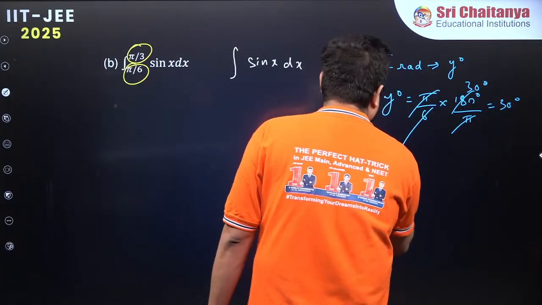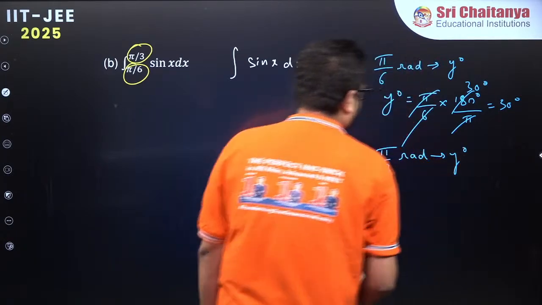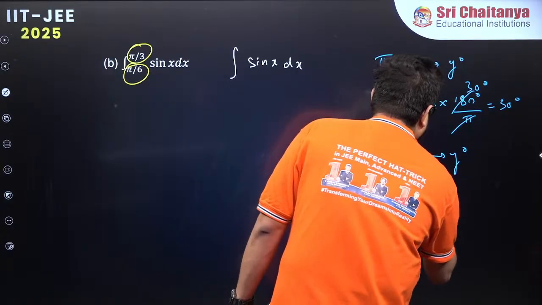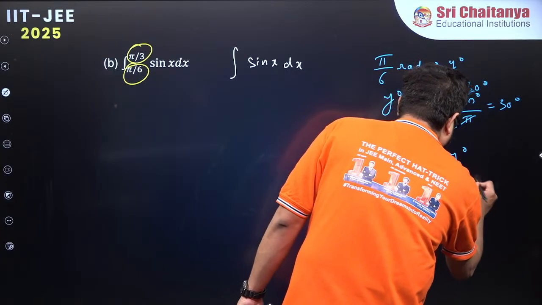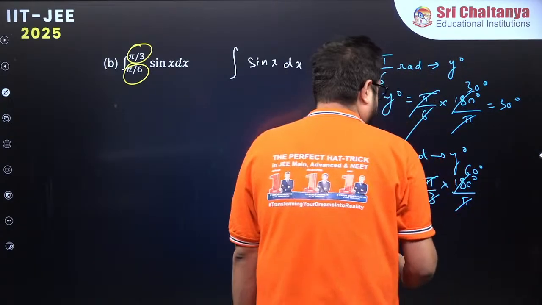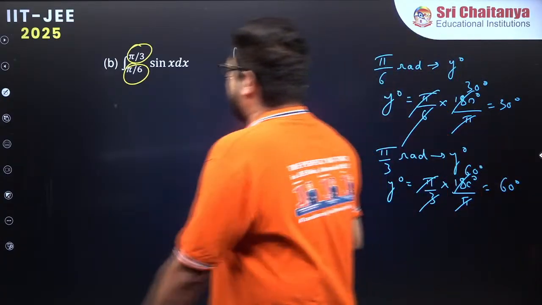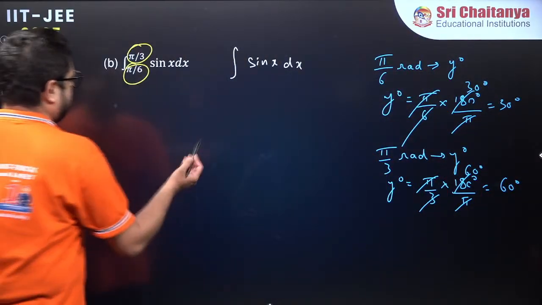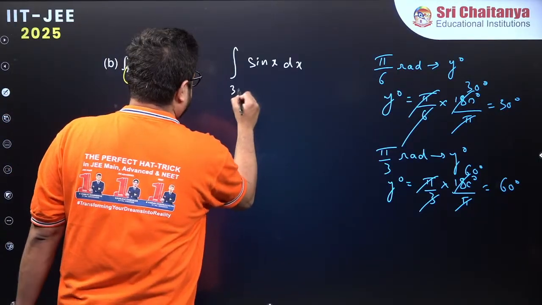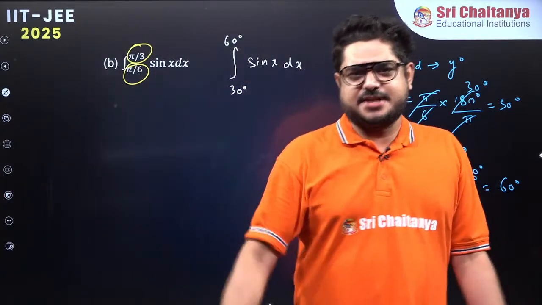Now we need to convert pi by 3 radians to y degrees. What do you think it's going to be? Y degrees can be written as pi by 3 into 180 degrees by pi. This time, 180 divided by 3 gives 60 degrees. Now this integral can be expressed in its simplest form: the lower limit of the integration is 30 and the upper limit is 60. If yes, give me a thumbs up.